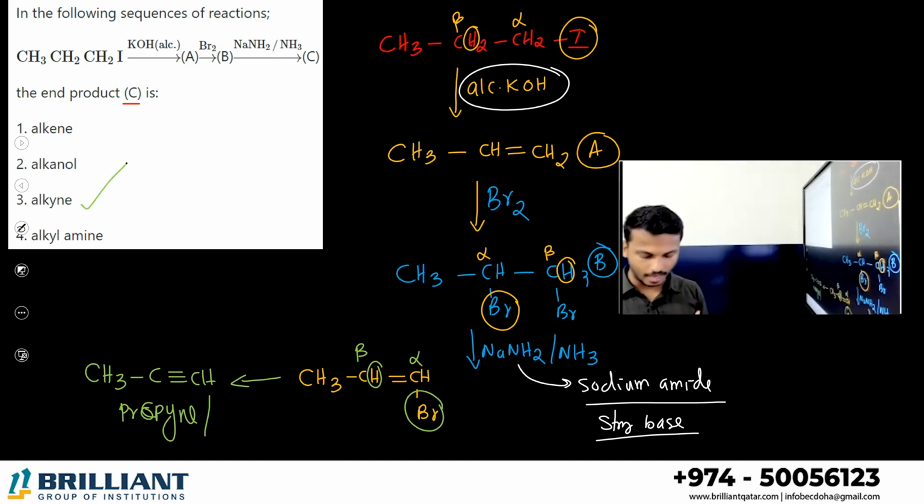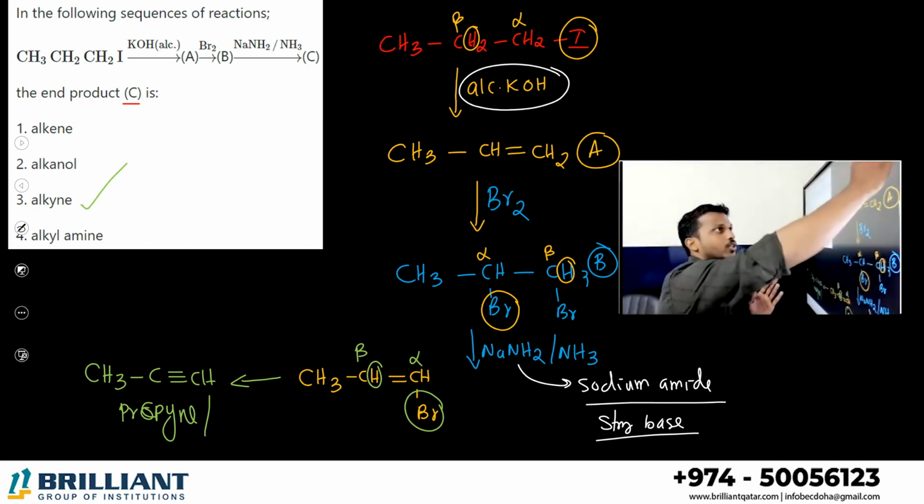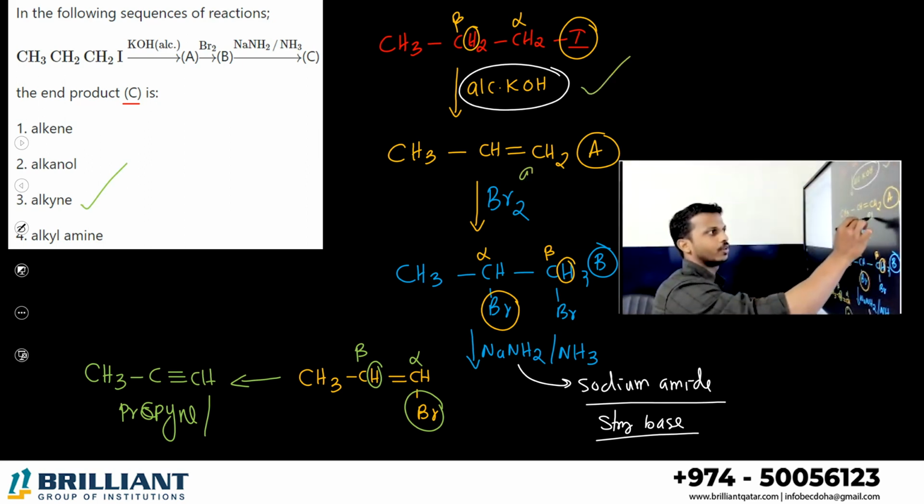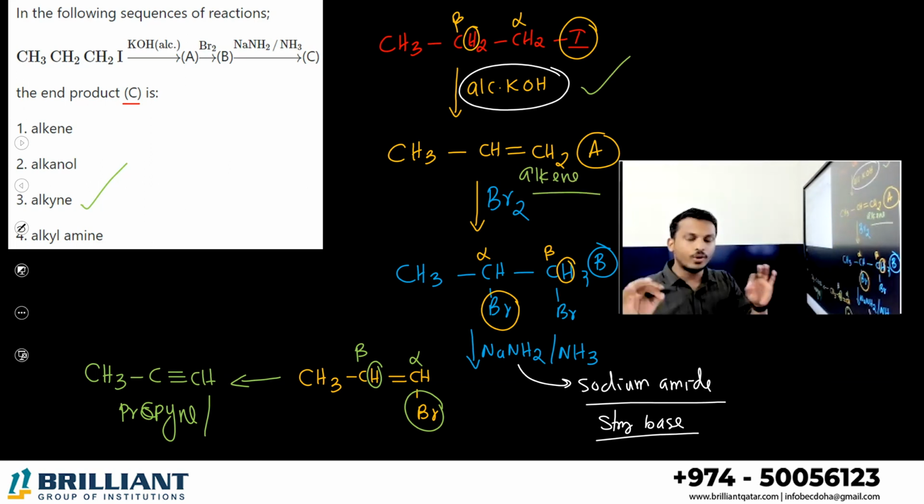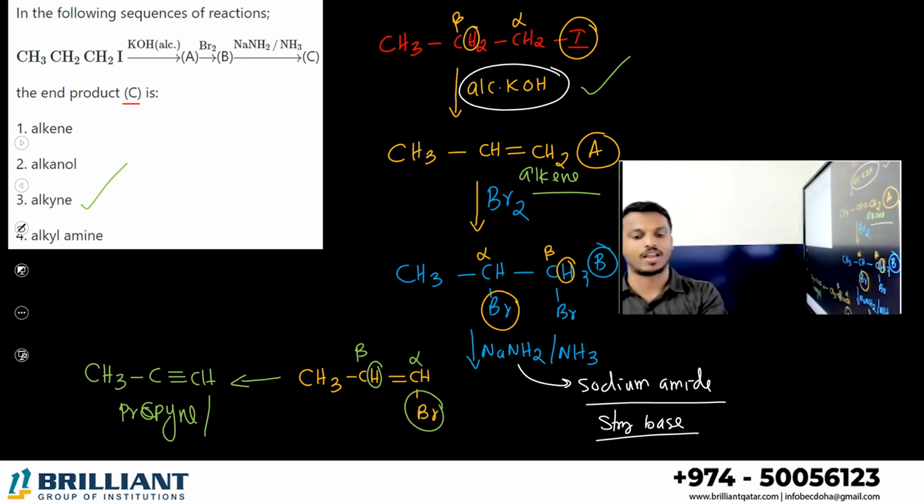So be very careful, dear all. When you normally treat with alcoholic KOH, you will get alkene. When you treat with sodium amide, it is a strong base. If you have a vicinal dihalide, then the product you can confirm will be an alkyne. 2 times beta elimination will happen.